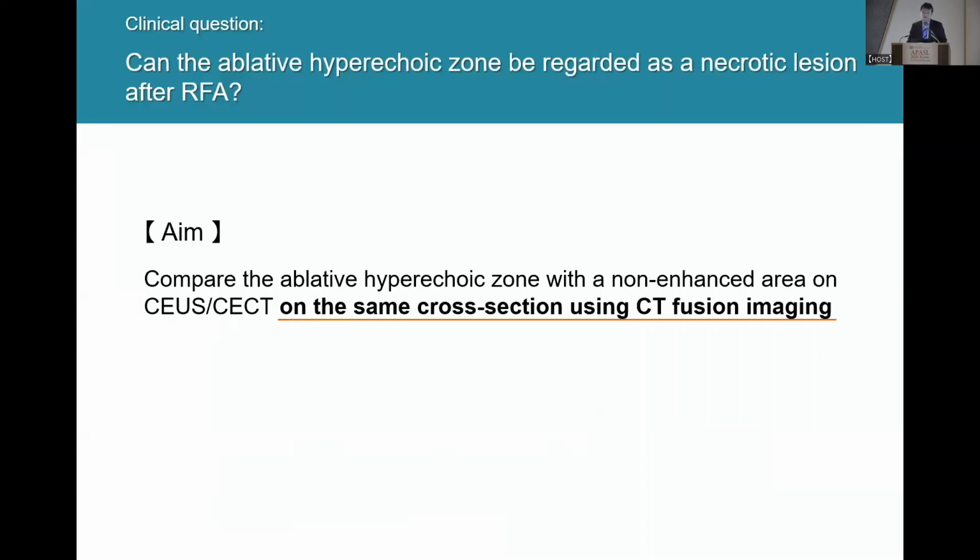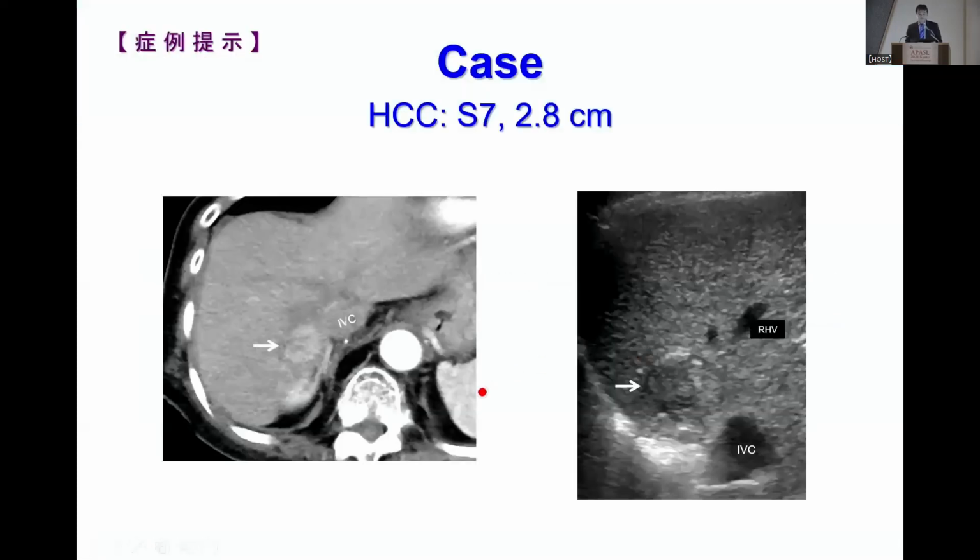So, the clinical question: can the ablative hyperechoic zone be regarded as a necrotic region after RFA? Our aim was to compare the ablative hyperechoic zone with the non-enhanced area on CEUS or CECT on the same cross-section using CT fusion imaging. In the one case I present here, you can see a 2.8 centimeter HCC in segment 7 touching the IVC and the right hepatic vein.